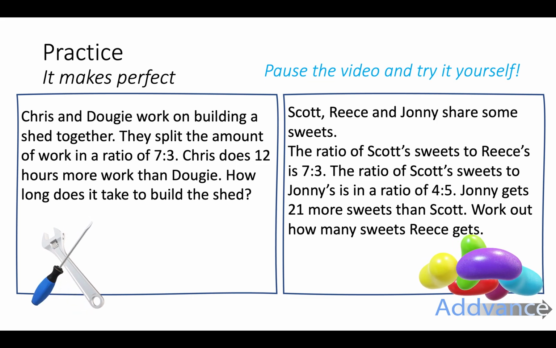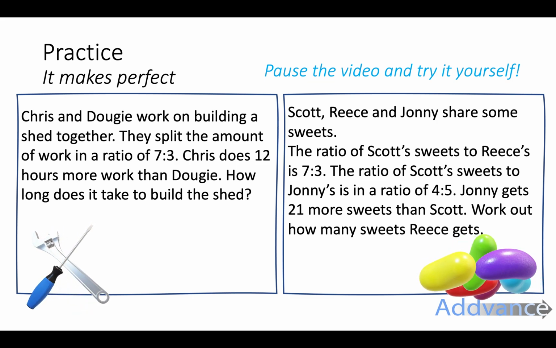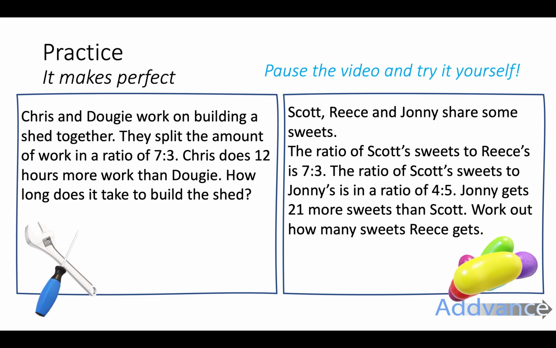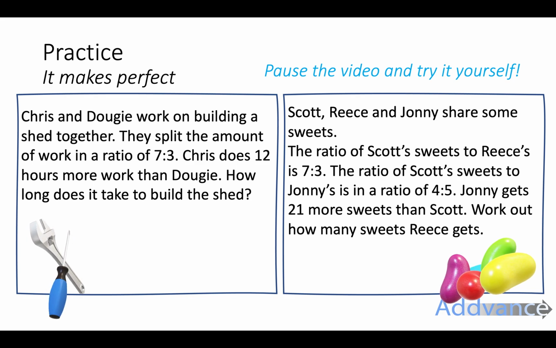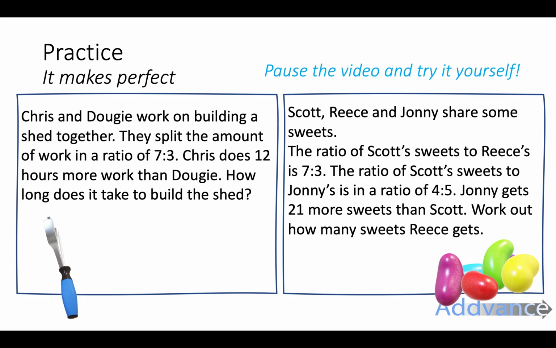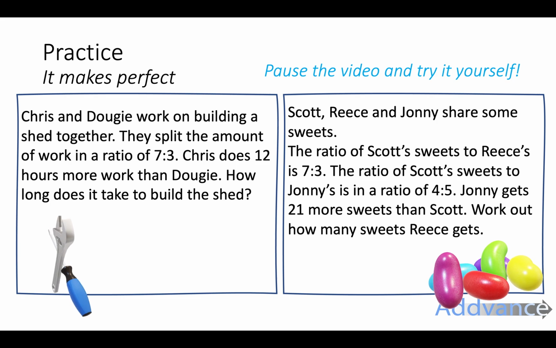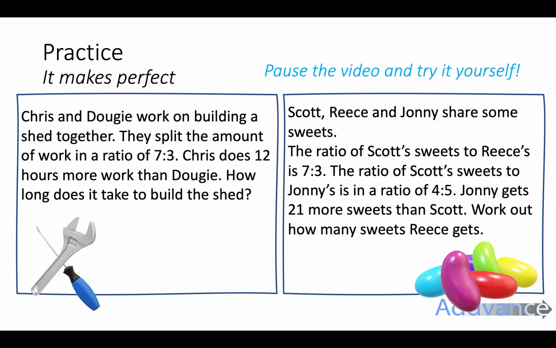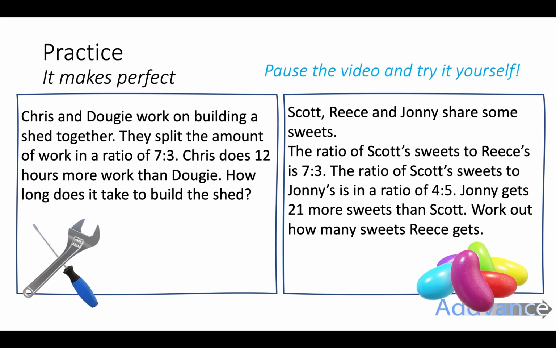Okay, think about that one. When you've done that one, you can try the other one. Scott, Reese and Johnny share some sweets. The ratio of Scott's sweets to Reese's sweets is 7 to 3. The ratio of Scott's sweets to Johnny's sweets is 4 to 5. Johnny gets 12 sweets more than Scott. Work out how many sweets Reese gets.